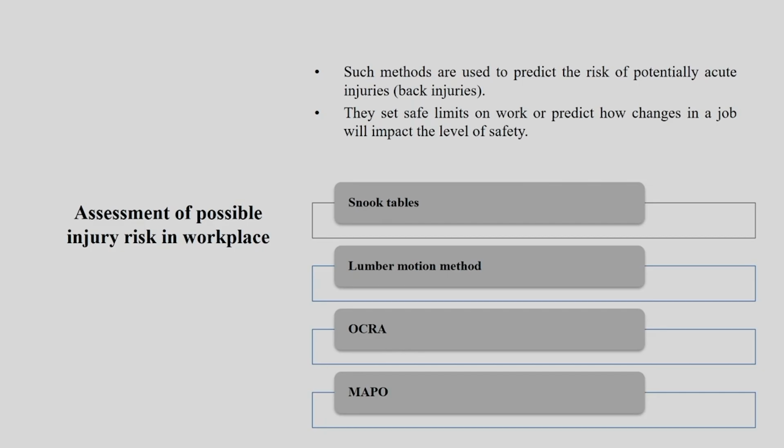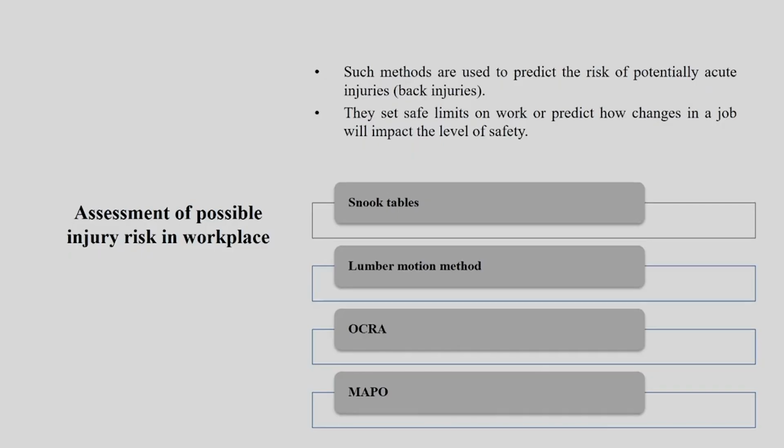Snook table, lumbar motion method, OKRA and MAPO. These four we will be discussing. However, there are many more. It's a big pool, so you can choose any one of them which is similar to these, or which is more context specific to your area of research. However, we will be discussing these four because these are majorly used tools.